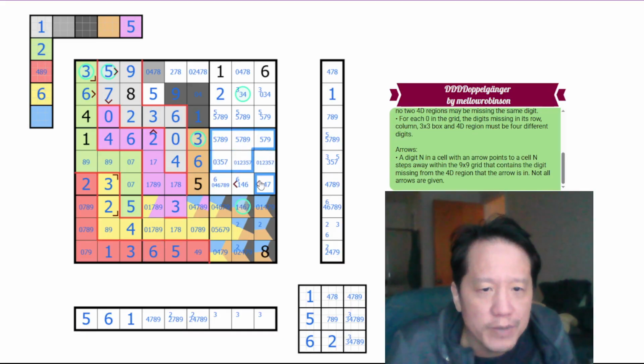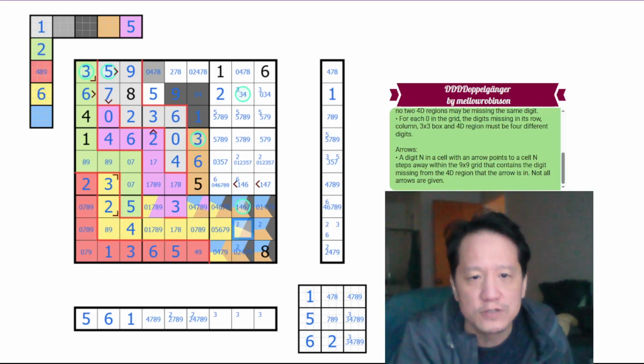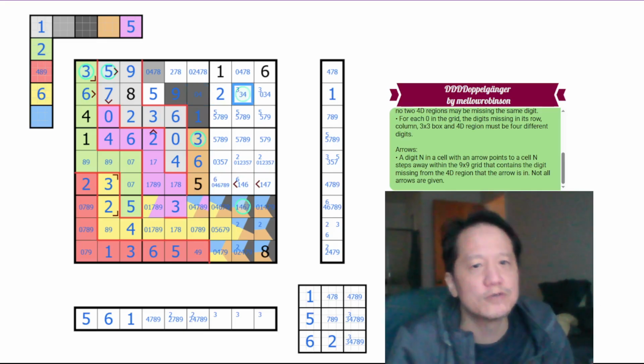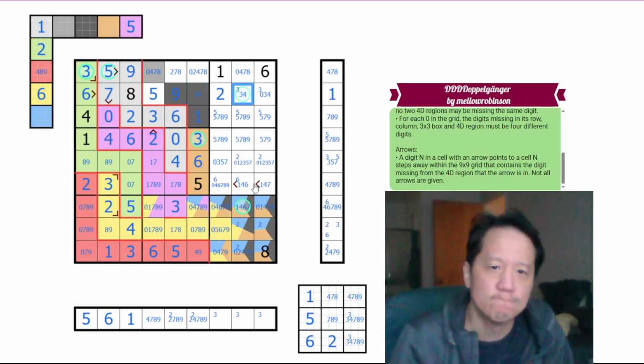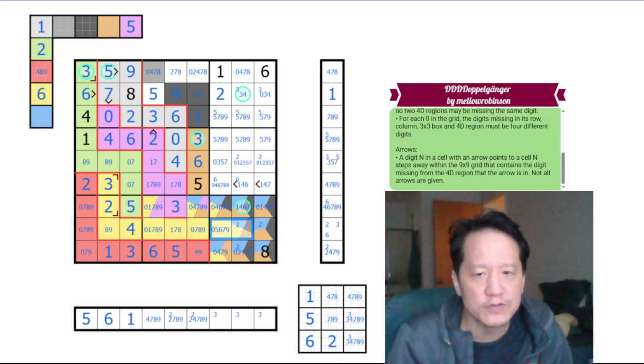Where's 2 in box 6? It has to be one of these two digits because we can't be missing a 2. This is 3 or 4. Yellow has to have a 5. And it cannot be here. It has to be one of these two digits here.